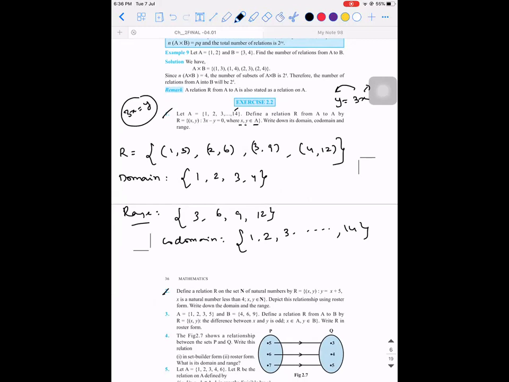Define a relation R on the natural number set given by the expression R is equal to {(x, y) such that y is equal to x plus 5, where x is a natural number less than 4 and (x, y) belongs to natural numbers}. So depict the relation using roster form, write down the domain and range.